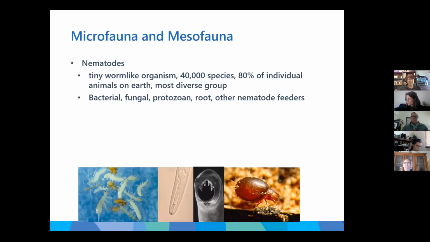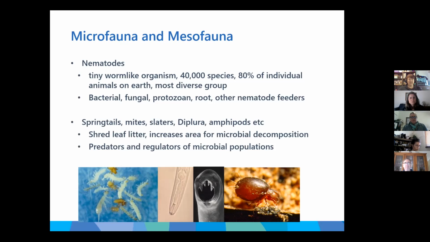This group of organisms eats everything. There are bacterial feeding nematodes, fungal feeding nematodes, protozoan feeding nematodes, root feeding nematodes, and nematodes that eat other nematodes. So they're carnivorous, and they have very specific mouth parts, which we can look at to determine what kind of things they eat, and we can learn a lot about the population of organisms by looking at the nematodes.